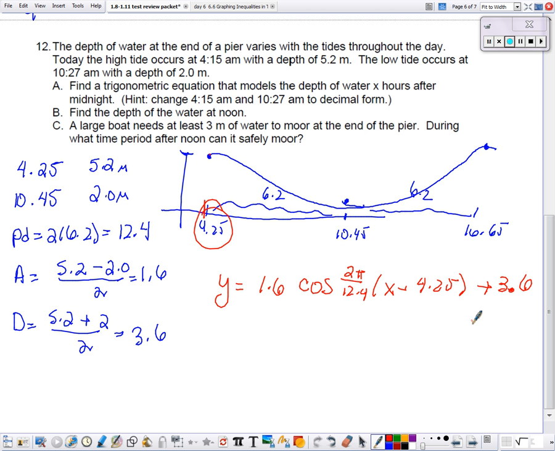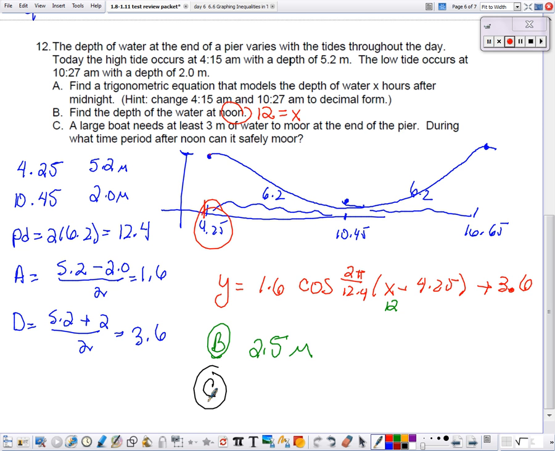So find the depth of the water at noon. I will use my calculator for this. Noon is 12 hours, and I'm going to plug that in for x. So instead of x here, I'd plug in 12. And using my calculator, I get 2.5 meters.